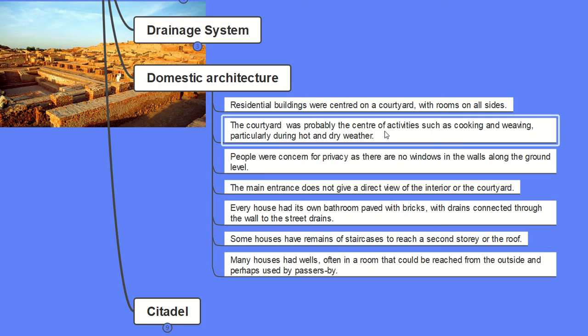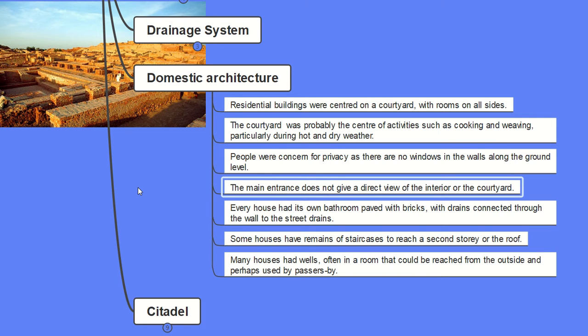So, here we are looking at the construction of a house. The house is mostly a building which has a center courtyard, a central living room area, and on all the sides we have rooms. The courtyard or the living area is the center for activities like cooking and weaving, especially during the hot and dry weather season. People were concerned for privacy as there were no windows in the walls along the ground level, so they gave preference to privacy.